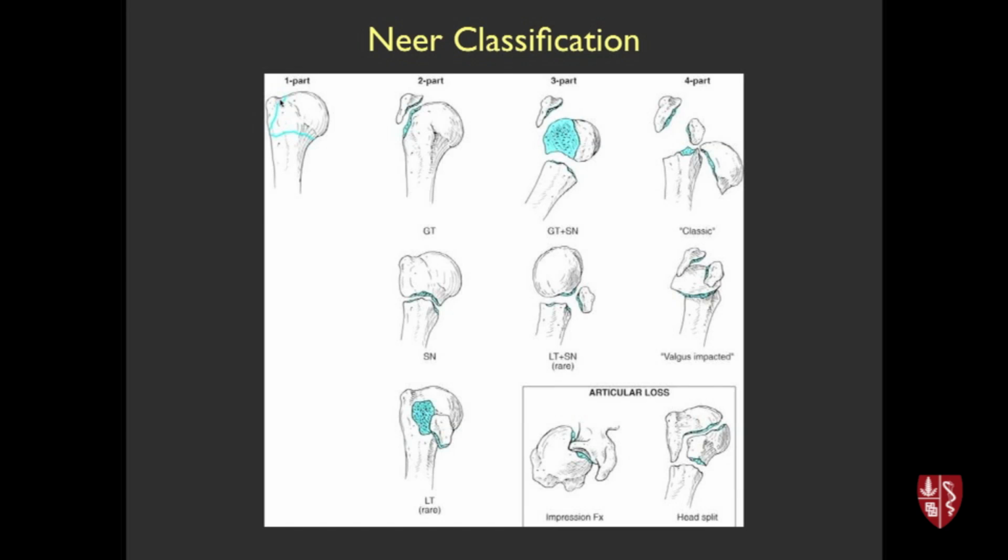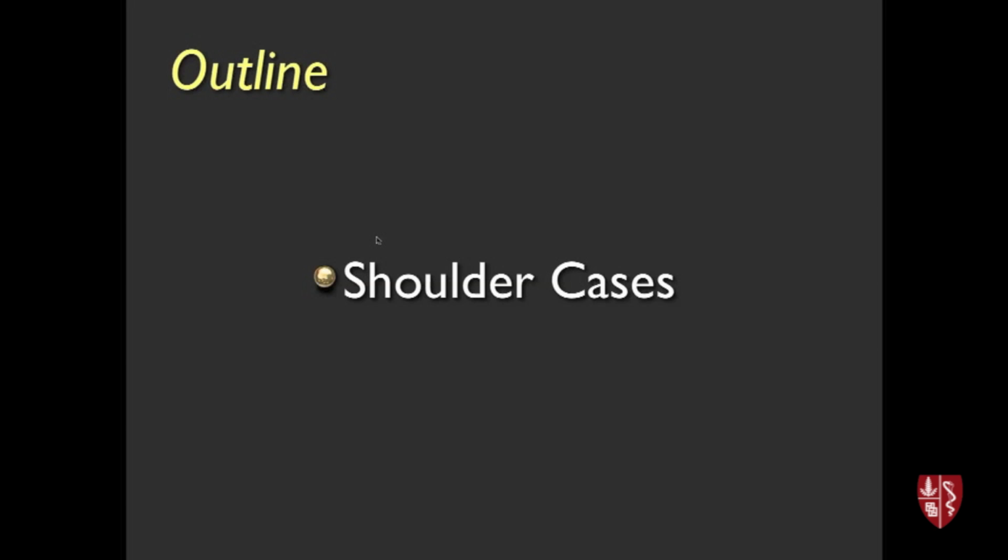The blue lines are the fracture lines. So even though there is more than one fracture line, something doesn't qualify as a part unless it's like greater than 1 centimeter in size and distracted by on the order of a centimeter or so as well. So non-displaced things still qualify as like a one-part fracture, 2-part, 3-part, and 4-part, and so on. Or different descriptions like greater tuberosity fracture here, greater tuberosity and surgical neck fracture across here, and so on. So just remember that the surgeons use this Neer classification.